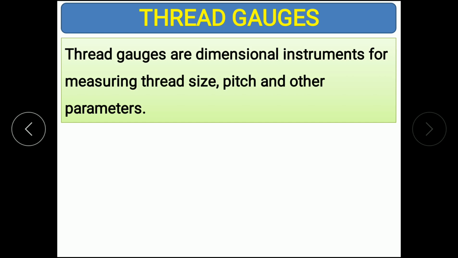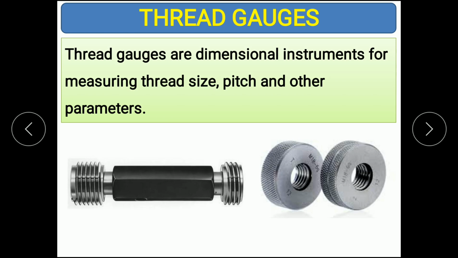Thread gauges. These are the thread gauges. These are used to check the limits of the threaded parts. So plug and ring gauges are used for flat surfaces, means smooth surfaces. Thread gauges are used to check the limits of the threaded surfaces.